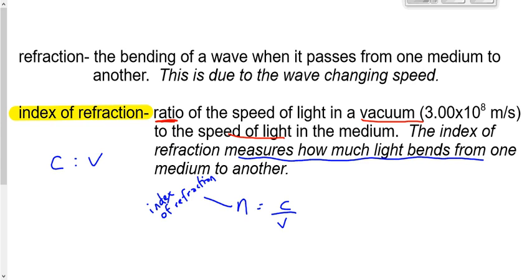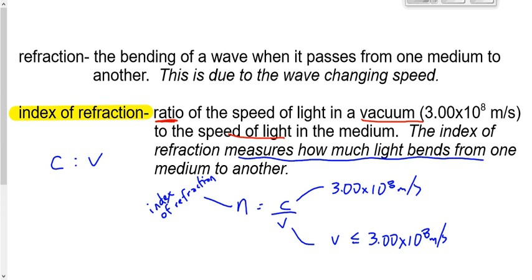Remember earlier in the year we talked about comparing things and finding a ratio? What's a synonym for compare? A synonym for ratio? Starts with a D. Divide, right. So if you want to find a ratio between the speed of light in a vacuum to the speed of light in the medium, let's divide the speed of light in the vacuum C by the speed of light in the medium V. Now, C is always going to be 3.00 times 10 to the 8 meters per second. And V will always be less than or equal to 3.00 times 10 to the 8 meters per second.